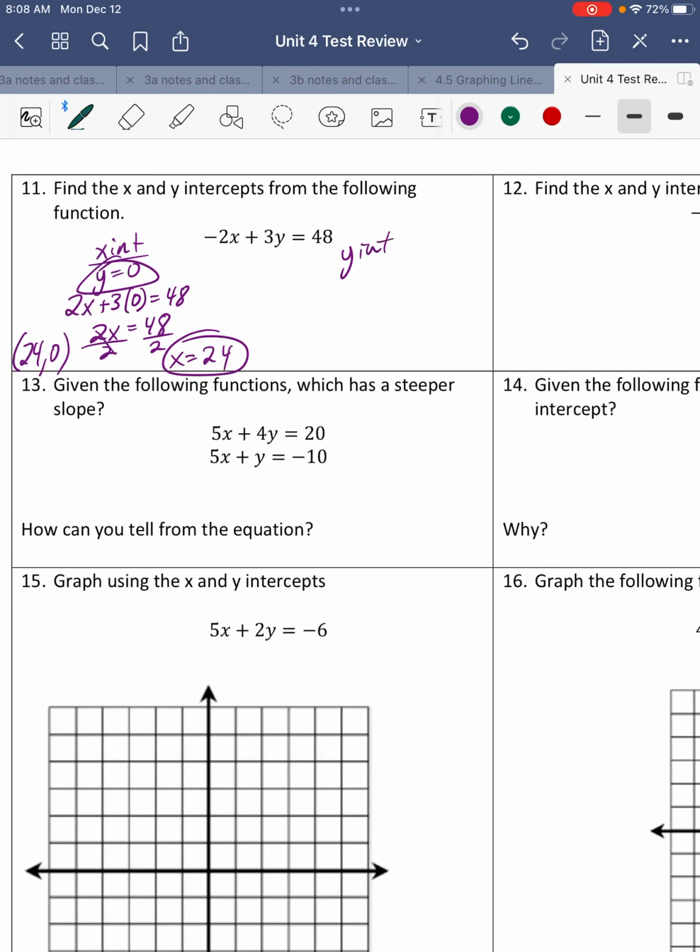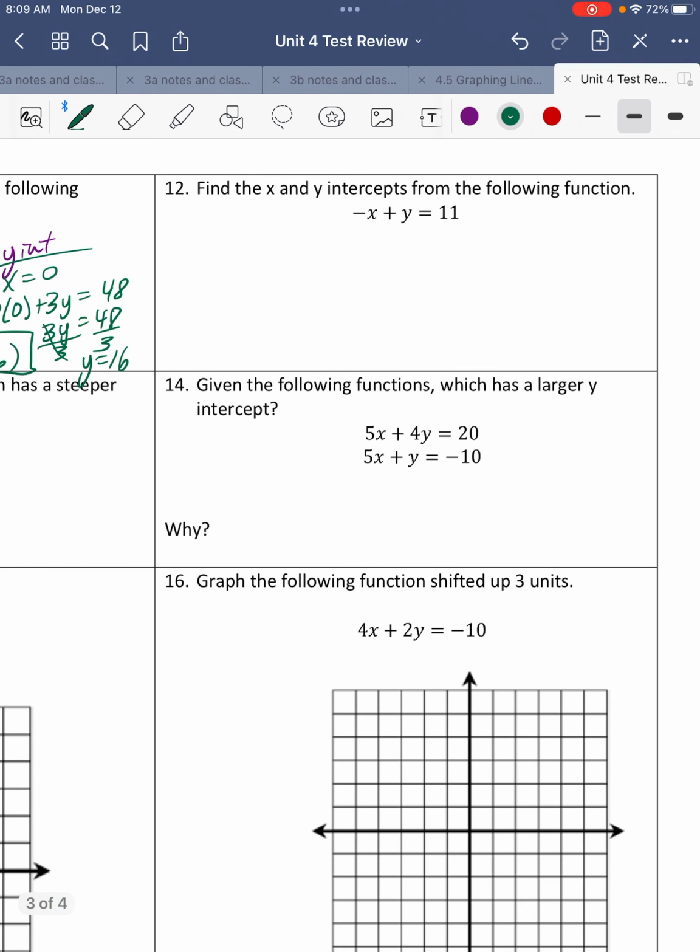To find your y-intercept, let me do this in green. Set our x equals 0. So -2 times 0 plus 3y equals 48. -2 times 0 is 0, plus 3y is 3y. Divide by 3, and the y is going to equal 16. So our x coordinate is 0, our y coordinate is 16.